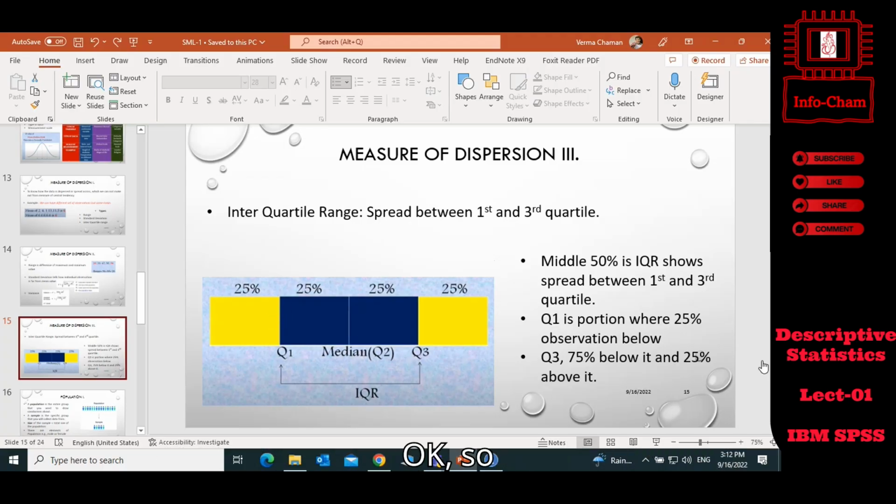So Q3 has 75% of data below it and 25% above it. Here this is showing this range. Okay, so basically this is the interquartile range.